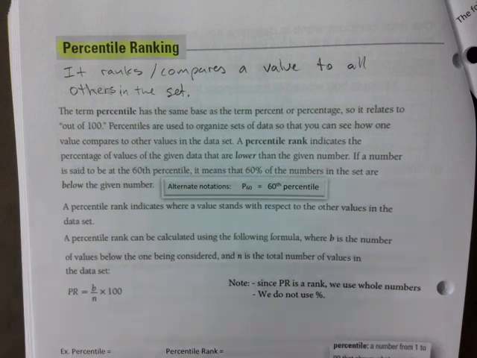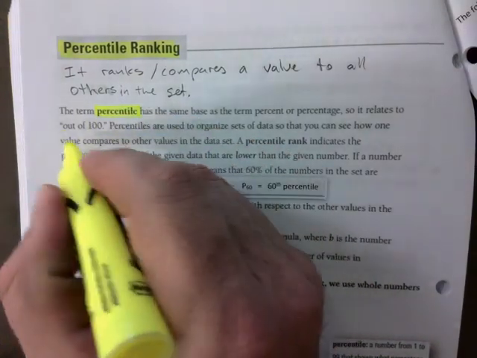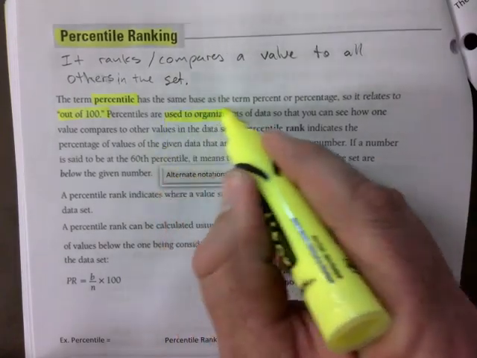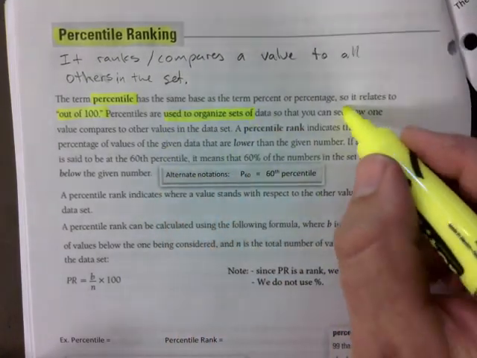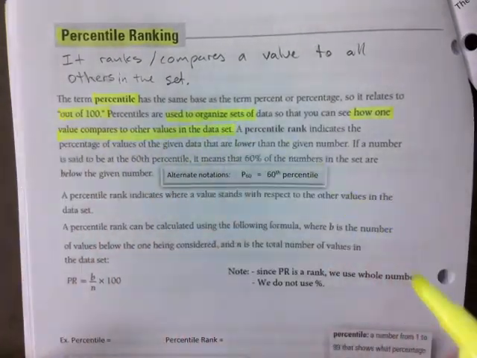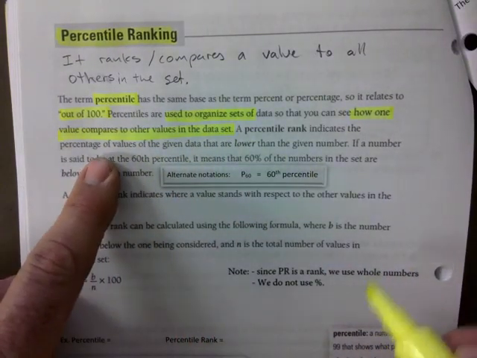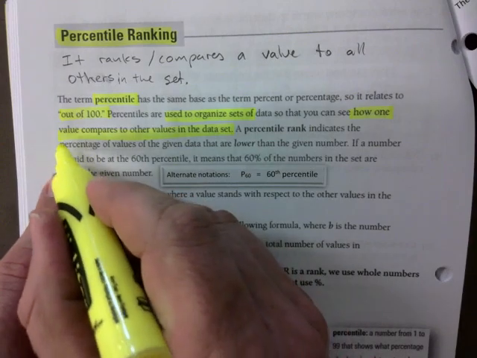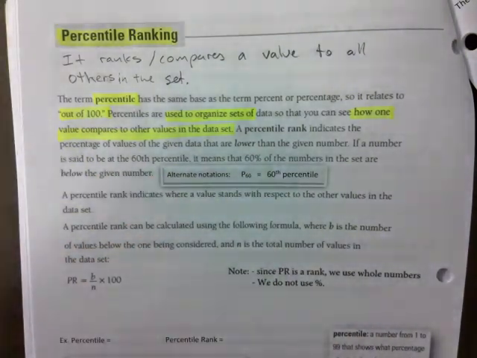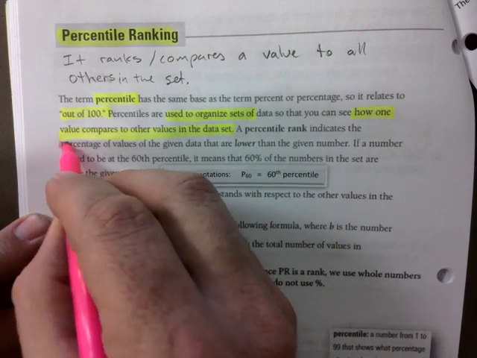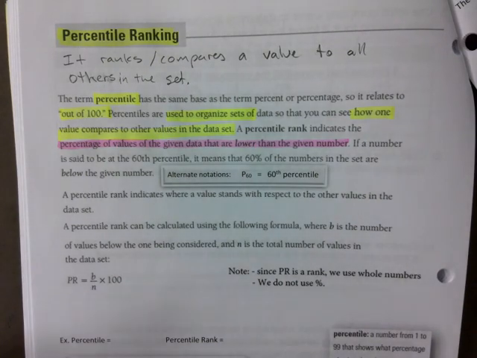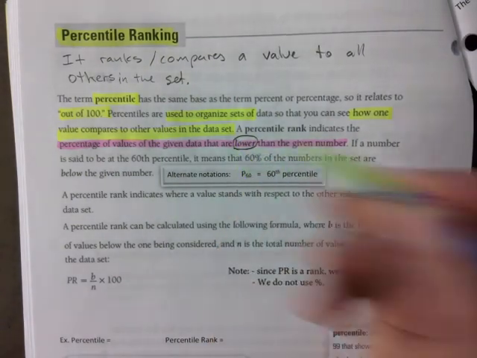The term percentile has the same base as the term percent or percentage. So it's out of 100, right? Percentile, we're thinking out of 100. It is used to organize sets so that we can see how one compares to the other values in the data set. A percentile rank indicates the percentage of values of the given data that are lower. So highlight, I'm going to use a different color for this one. It tells you the percentage of values that are lower than the given number. Emphasis on lower. I'm going to circle lower as well.